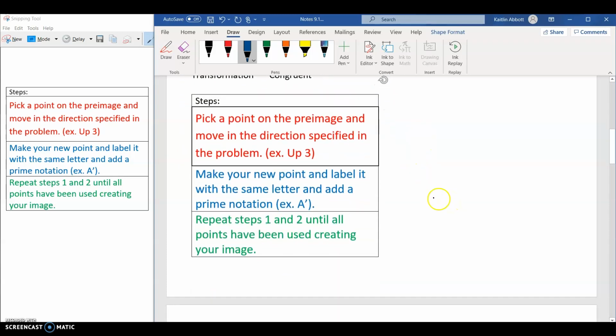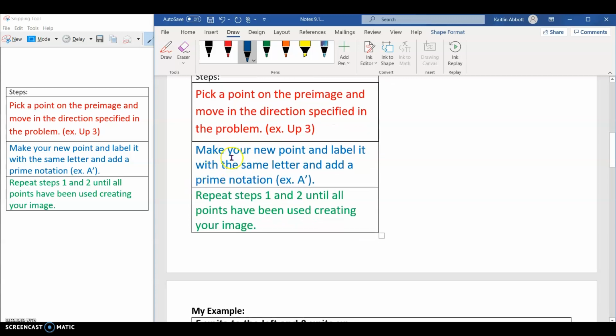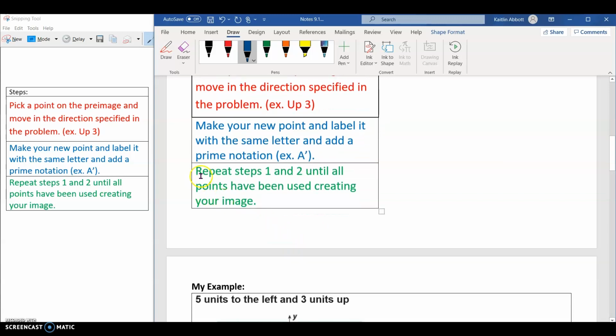Okay, so here are our steps. We're going to pick a point on the pre-image and move the direction specified in the problem. So example, we're going to go up 3. Maybe we're going to go left 10, maybe down 5. I don't know. We'll see. Step 2, make your new point and label it with the same letter and add a prime notation. That was that apostrophe I was telling you about. That's super important. Last step, we're going to repeat these 2 steps until all the points have been used creating your image.